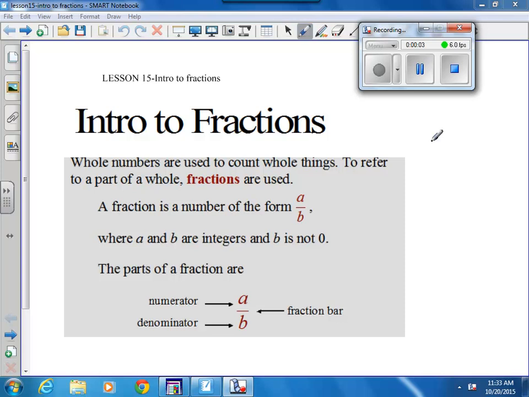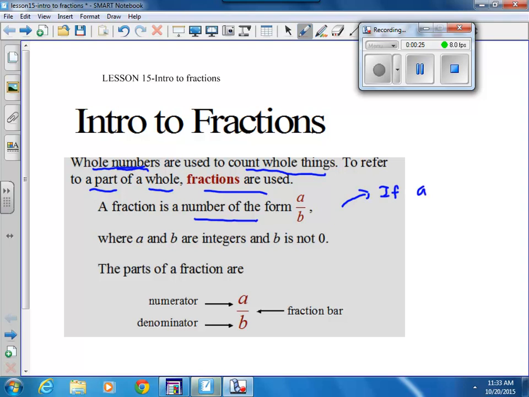Okay, welcome back. Lesson 15, Intro to Fractions. Whole numbers, which we've been working with thus far, are used to count whole things. To refer to a part of the whole, fractions are used. So a fraction is a number of the form a over b. A little bit about that.